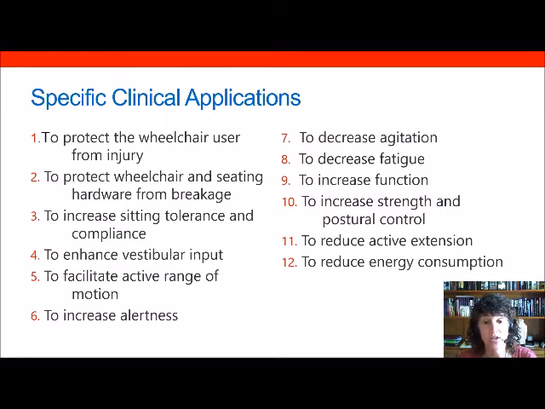We're increasing sitting tolerance and compliance for the wheelchair user, enhancing vestibular input, facilitating active range of motion, increasing alertness and decreasing agitation, decreasing fatigue, I could use some of that myself, increasing function, increasing strength and postural control, reducing active extension, and as a result, reducing energy consumption.